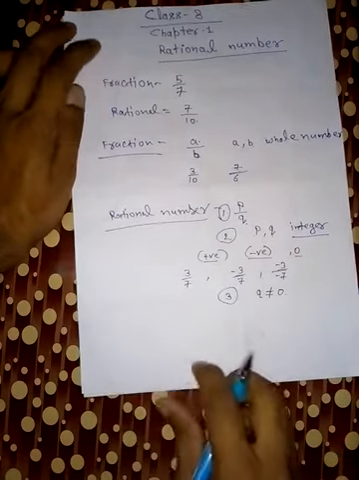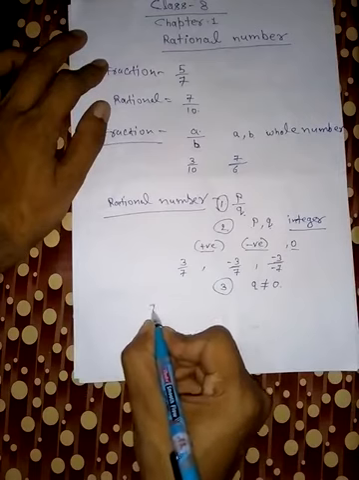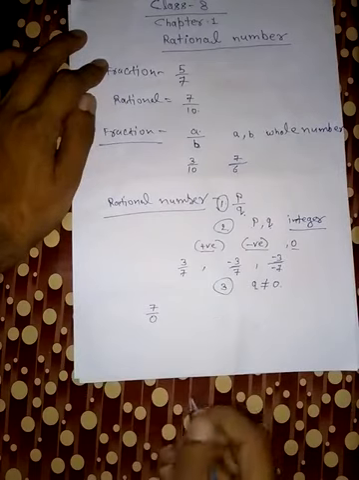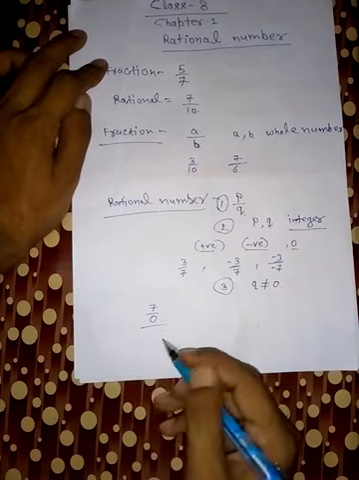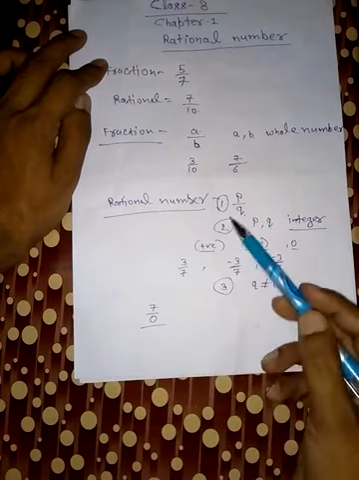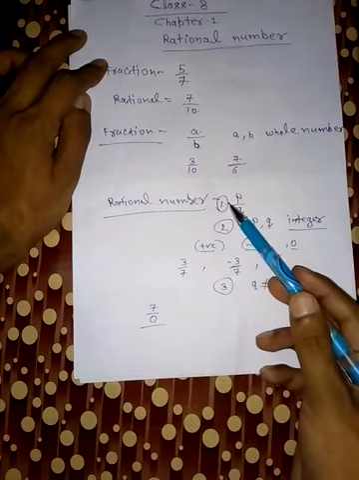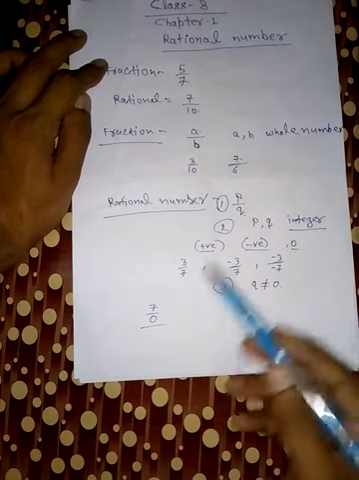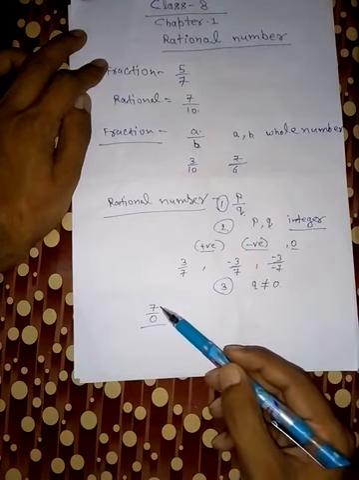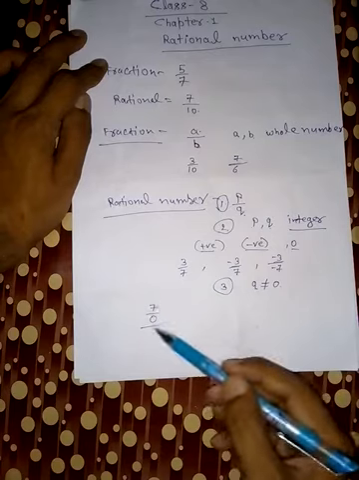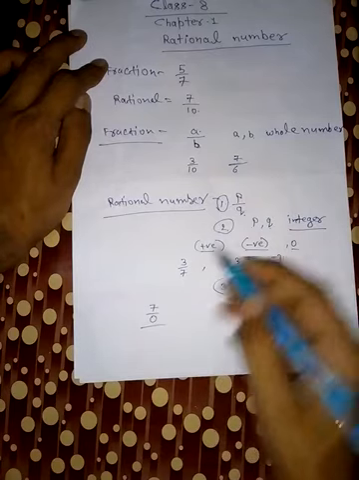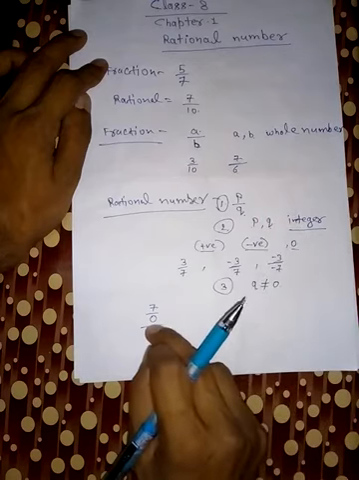Let's take some more examples. 7 upon 0. We have to check whether 7 by 0 is a rational number or not. So let's do it one by one. Check it. First property, p by q. Is it in the form of p by q? Yes, it is in the form of p by q. So the first property is satisfied.